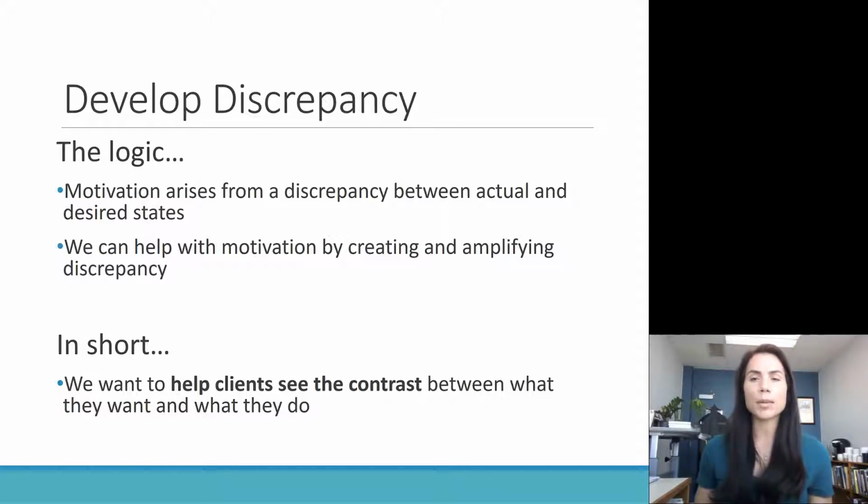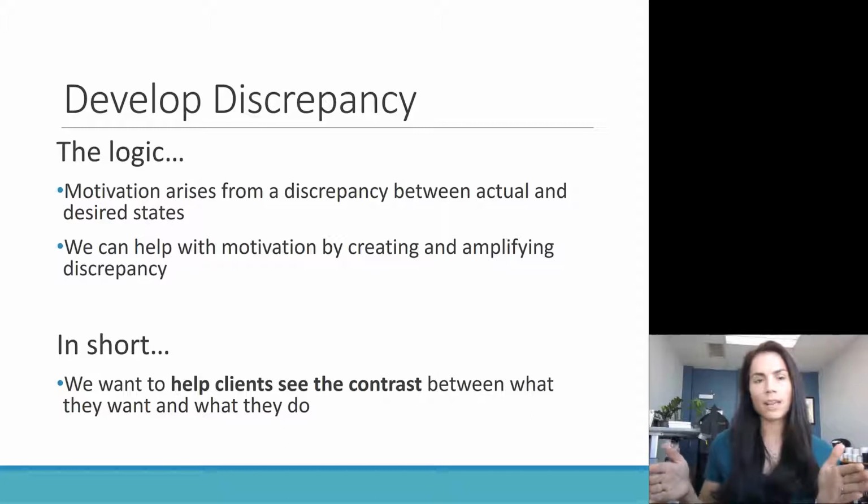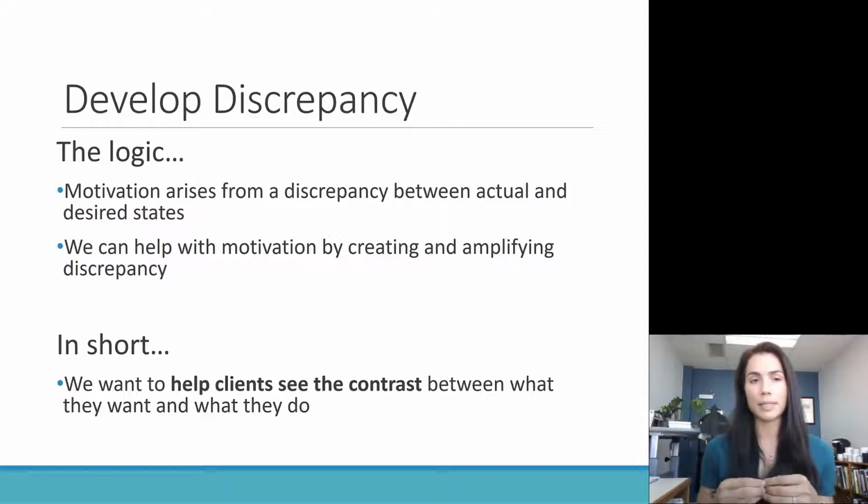So in the beginning, remember how we were talking about what discrepancy is. Essentially, discrepancy is this idea that there's a difference between where a client is and where they want to go, right? So the logic here is that motivation arises from discrepancy between the actual and desired states. Essentially, if someone acknowledges that this is where they are, but this is where they want to be, then discrepancy is what's in between there, okay? And we can help with motivation by creating and amplifying that discrepancy.